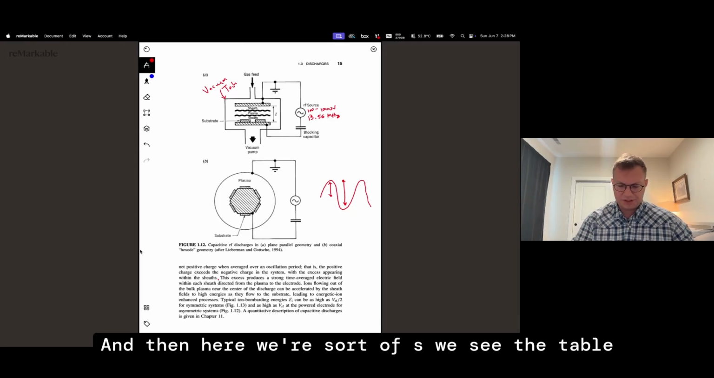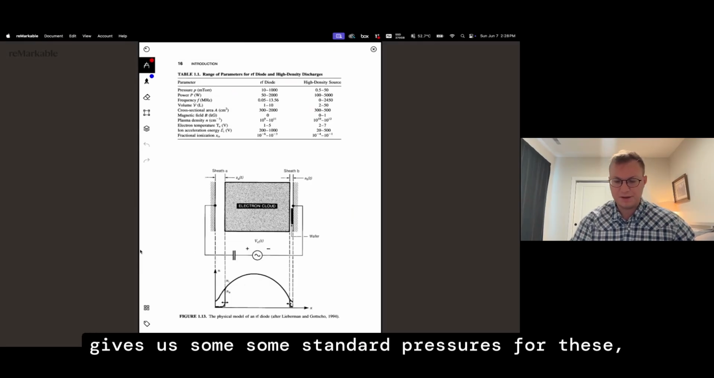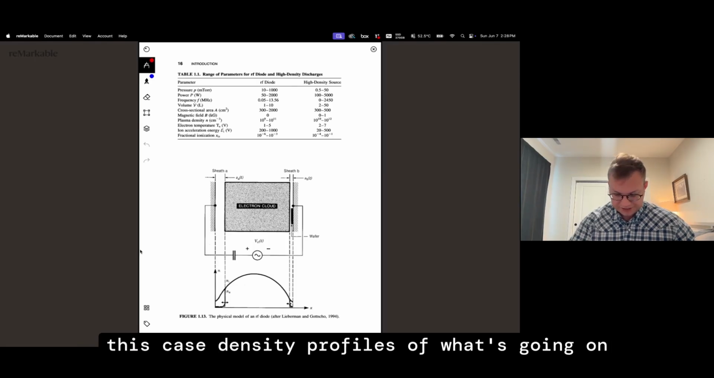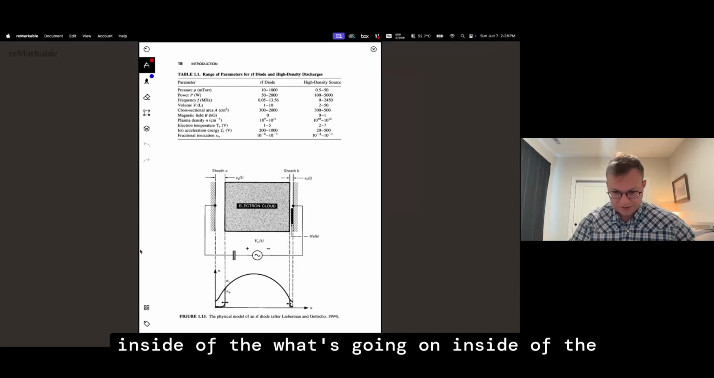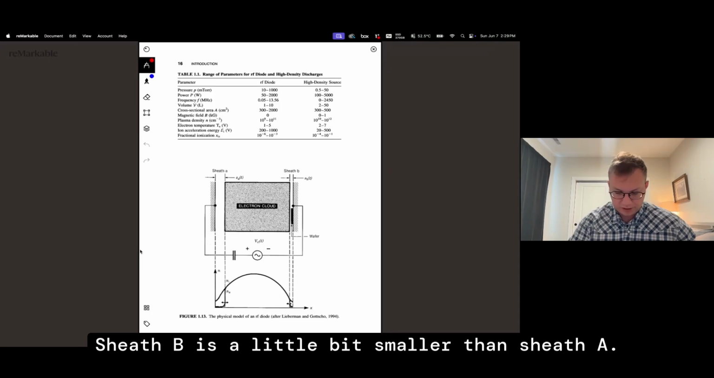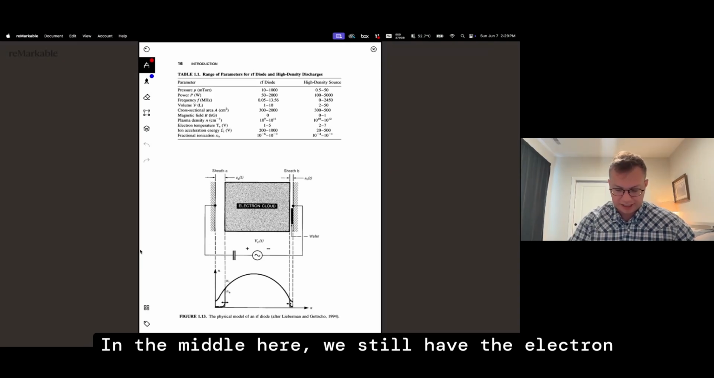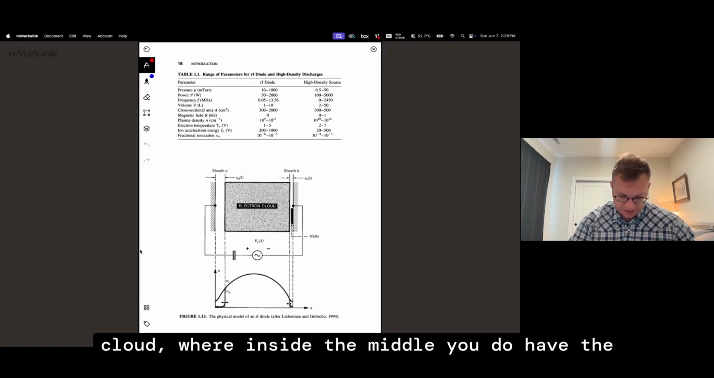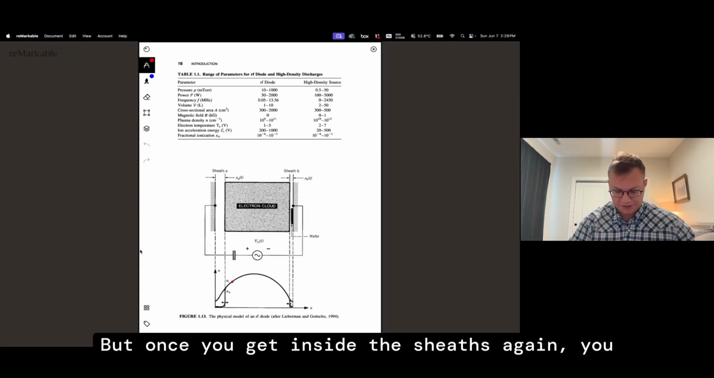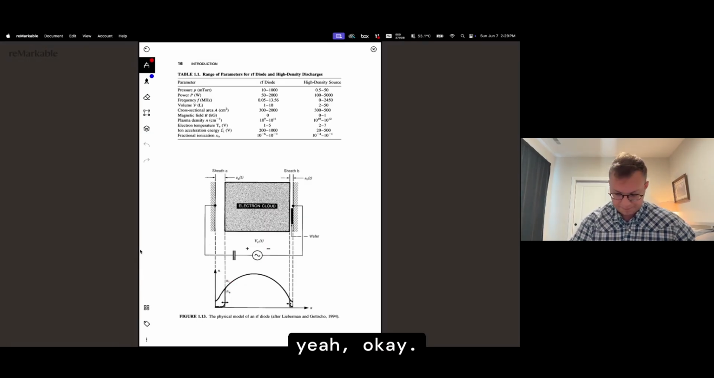And then here the table gives us some standard pressures for these, as the text described, and then we get a little bit more detail, in this case density profiles of what's going on inside the sheath. And this is asymmetric, as you can see. So sheath B is a little bit smaller than sheath A. In the middle here, we still have the electron cloud, where the ion density and electron density cancel out. But once you get inside the sheaths, you have the electron density drop and the ions experience the electric field. Okay, continuing.